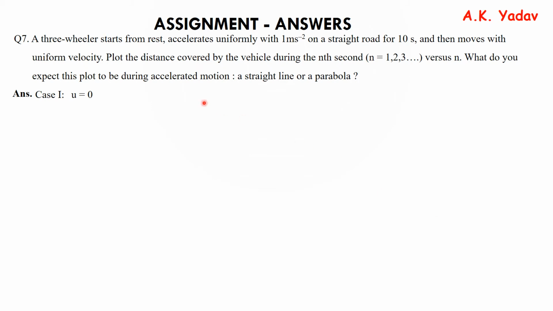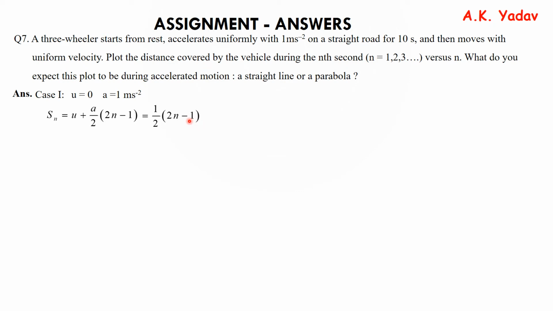U is 0 because it starts from rest. A is 1 meter per second square, given in the question. Now for the nth second the equation was Sn is equal to U plus A by 2 times (2n minus 1). Let me put the values. U is 0, that's why it's not there. A is 1, so what I get? Sn is equal to 1 by 2 times (2n minus 1).